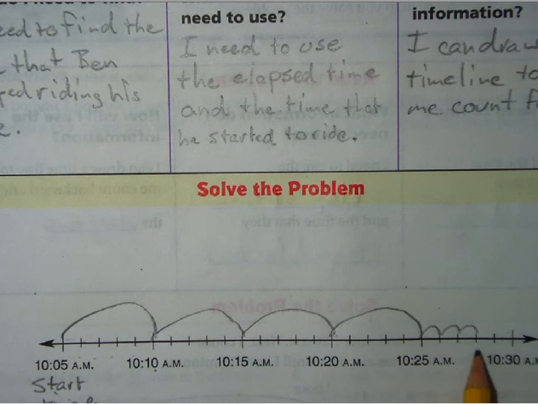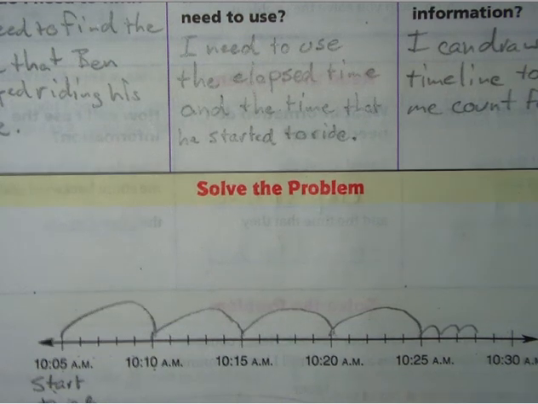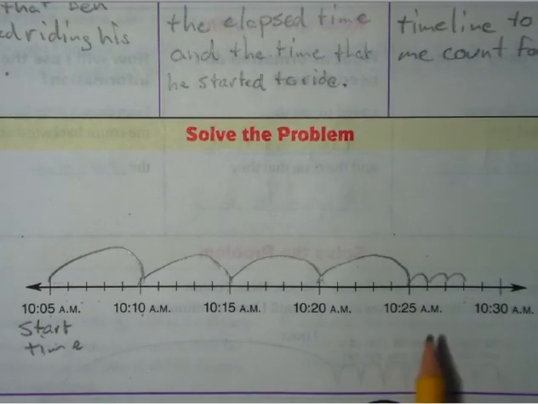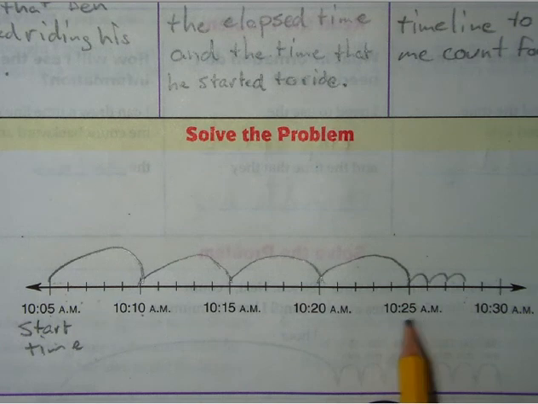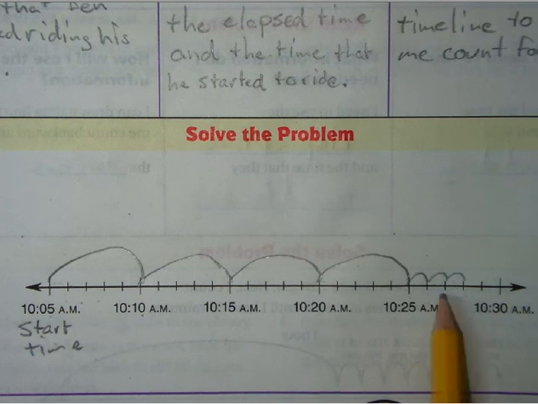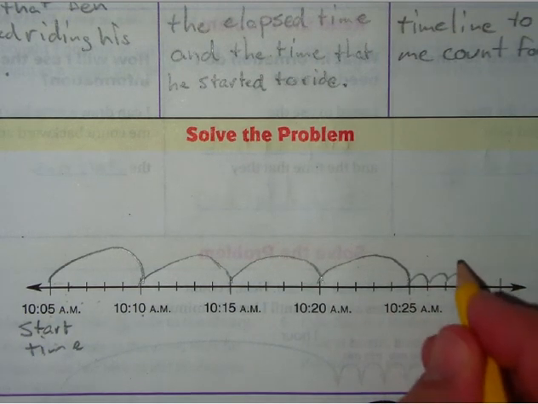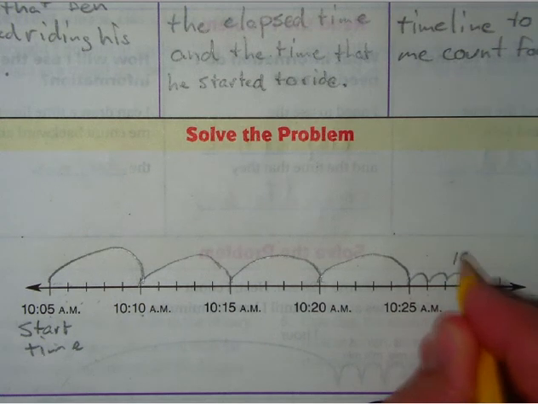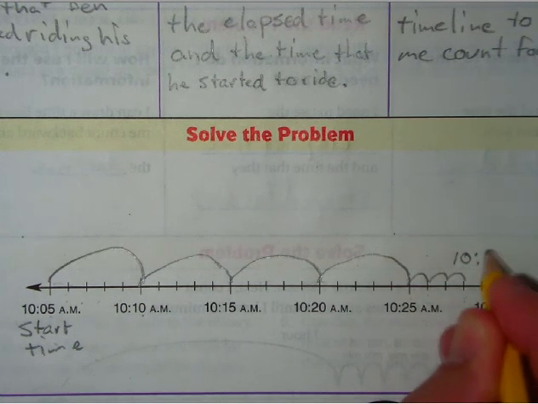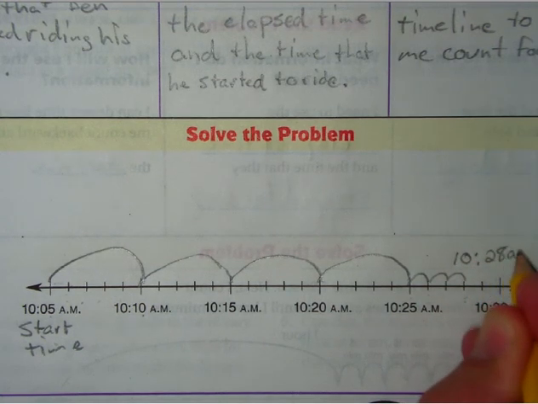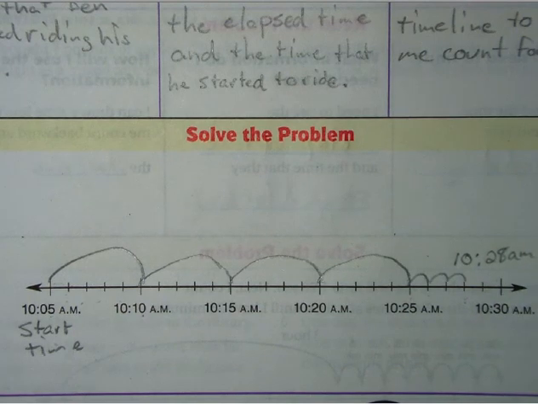So it's not labeled here. Oh no, I can't solve the problem. Of course I can solve the problem. I just have to count up 3 more minutes because this stopped at 10:25, 10:26, 10:27, 10:28. So I could label that even if I wanted to. So 10:28 a.m. Still in the morning.